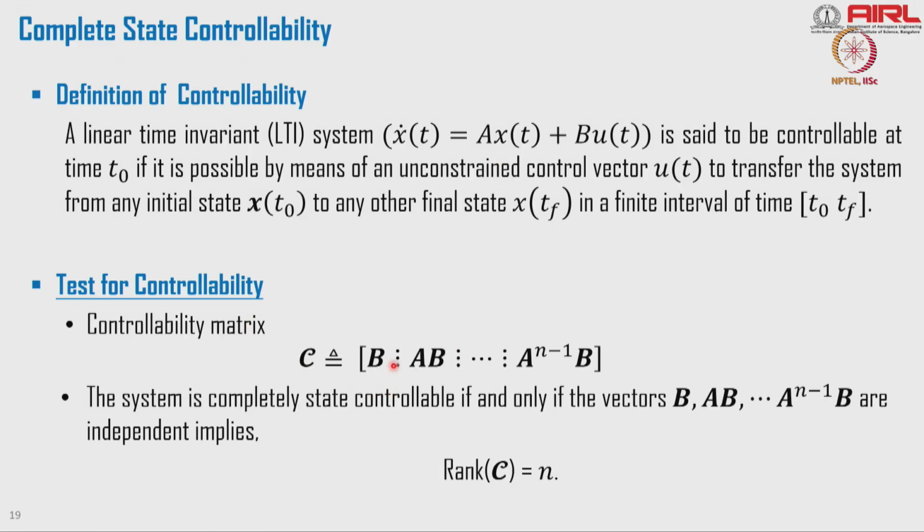Or what I can say is, if I find the rank of the C matrix and the rank is full, then I can say the system is completely state controllable, which means all the states are controllable. Complete state controllability tests require the matrix C to have full rank. The rank should be equal to n. Or I can say the vectors B, AB, A power n minus 1 B are linearly independent.